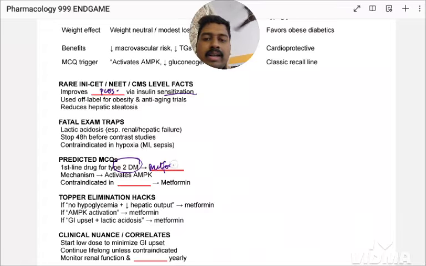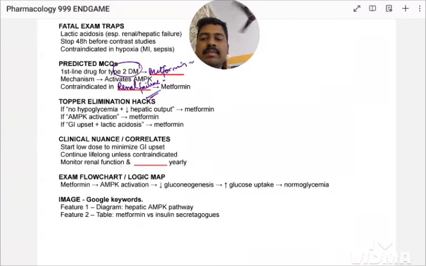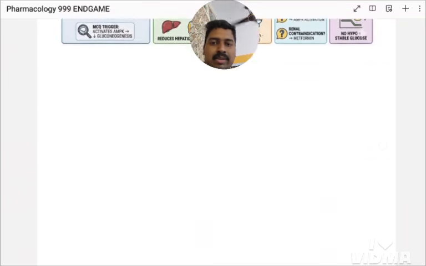There is no doubt regarding this. It's metformin. Contraindicated in renal failure, metformin. Yes, it's contraindicated in renal failure. Okay, renal failure mainly. Next, monitor renal function and which levels? Vitamin B12 levels. Okay, so these things you will have to remember.